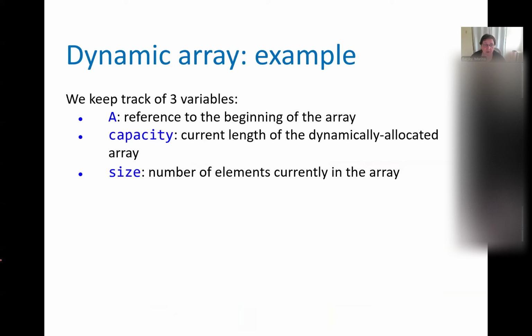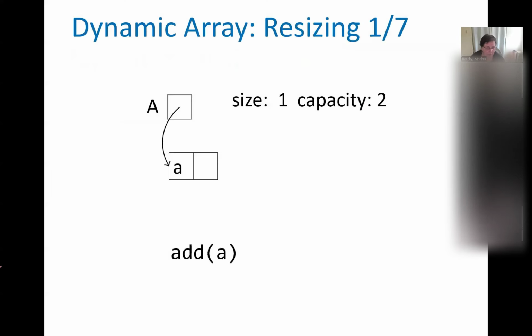So, like always with the array, we keep the reference of the array in variable A. The capacity is the current number of slots that we allocated, and the size is the number of elements currently in the array. So that's how it works in this animation. Originally we have an array of size 2. We allocated only 2 spots. The size is 1 after we added A, and the capacity is 2. Now we add B: size 2, capacity 2, all is good.